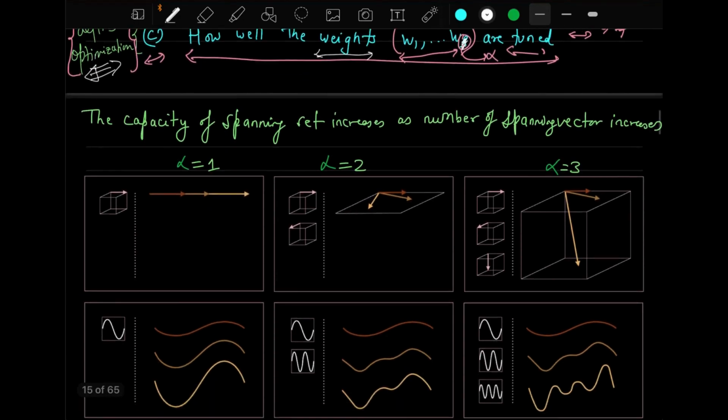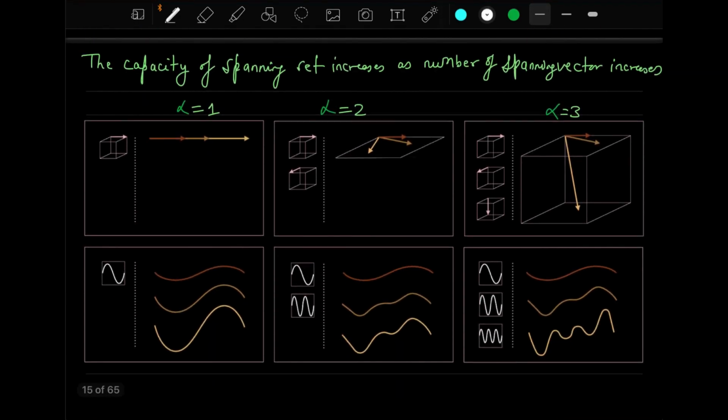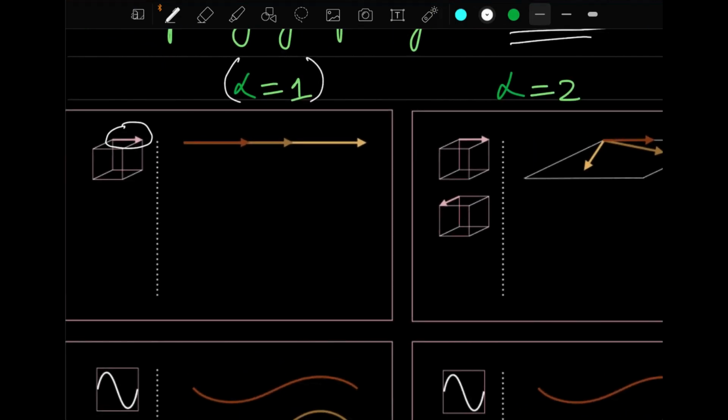So this shows you the capacity of the spanning set, as the number of spanning vectors increases. You can see that if you have only one vector, then the only realizations you can get from this particular vector are different scalings of it along the x-axis. So there is no variation that you can observe in the xy plane. Only in the x direction you can scale this basis vector.